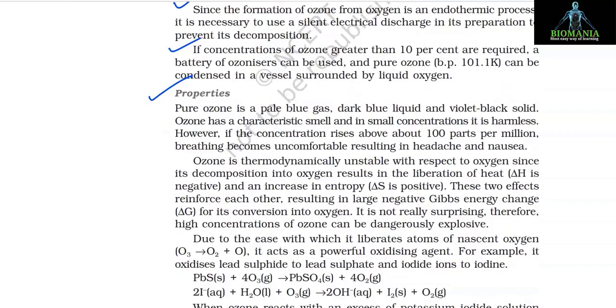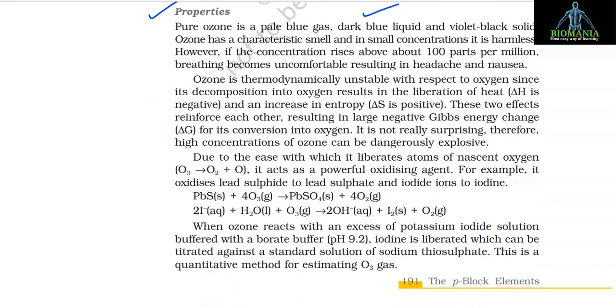Properties. Pure ozone is a pale blue gas, dark blue liquid, and violet black solid. Ozone has a characteristic smell, and in small concentrations it is harmless. However, if the concentration rises above about 100 parts per million, breathing becomes uncomfortable, resulting in headache and nausea. Ozone is thermodynamically unstable with respect to oxygen, since its decomposition into oxygen results in the liberation of heat and an increase in entropy. These two effects reinforce each other, resulting in a large negative Gibbs energy change delta G for its conversion into oxygen. It is not really surprising, therefore, that high concentrations of ozone can be dangerously explosive.